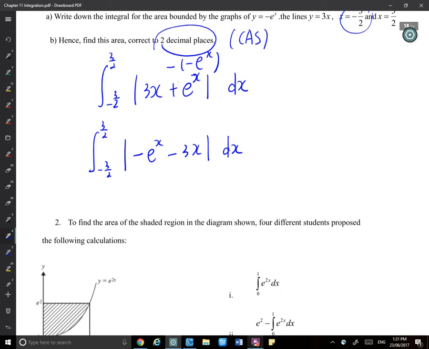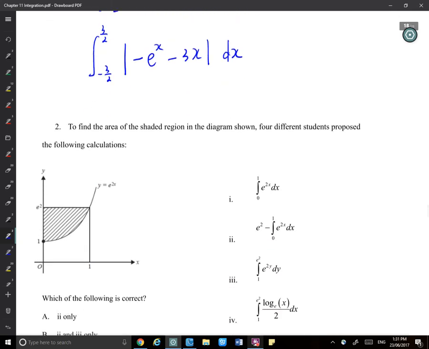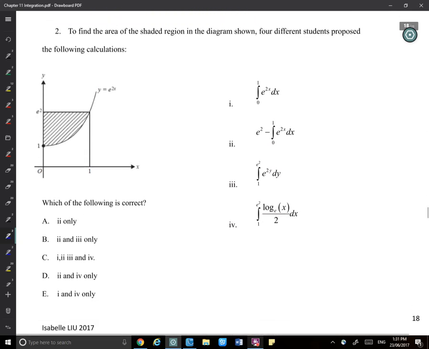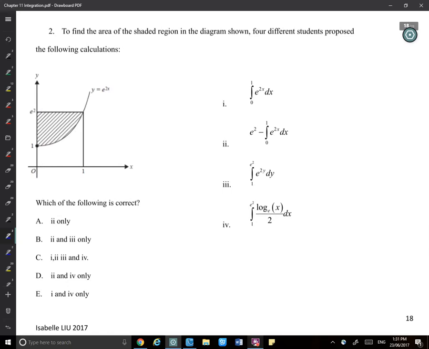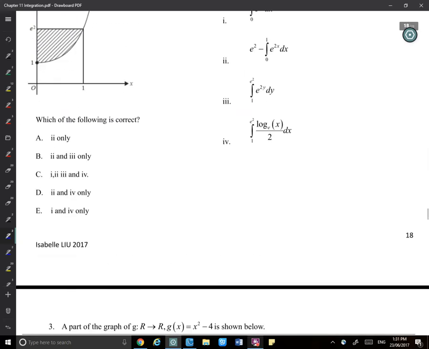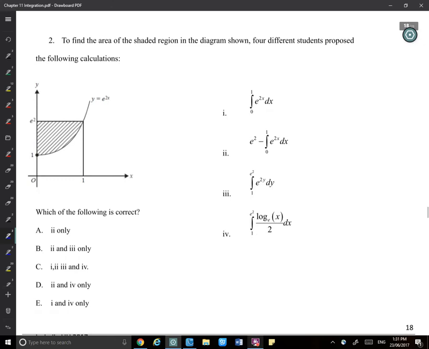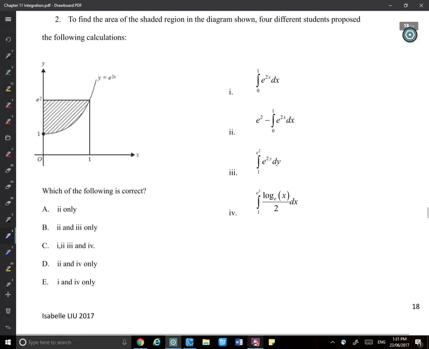Okay, next one is very, very, very important. To find the area of the shaded region in the diagram. Okay, it's a multiple choice question. 4 different students proposed the following calculations. There are 4 calculations here.